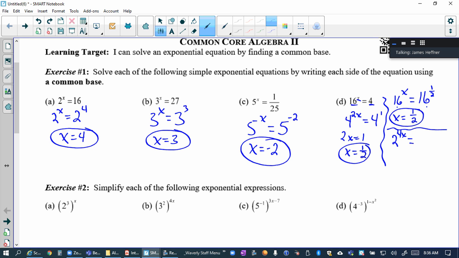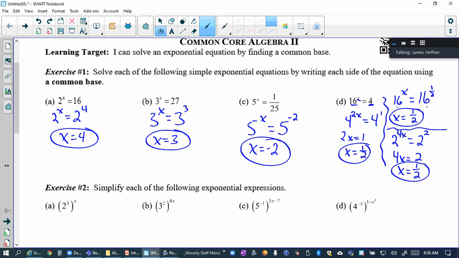Equals, now let's take this 4. That would be 2 to what power? 2 to the 2nd power, 2 squared, right? Now what's my equation? I've got common bases. 4x equals 2. Divide by 4, and x equals 1/2, right?